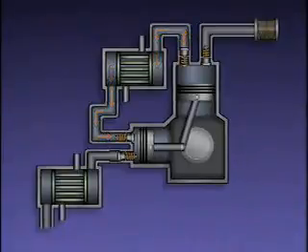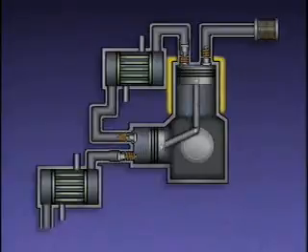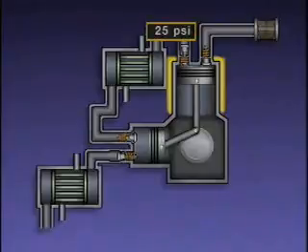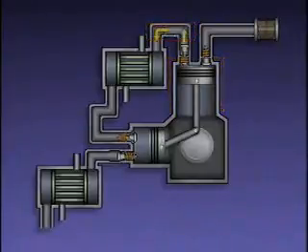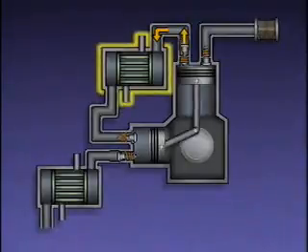The compressor in this example takes in air at atmospheric pressure and increases its pressure in two stages. In the first stage, the compressor increases the pressure of the air to approximately 25 psi. As the air is compressed, its temperature increases. The air that leaves the first stage of the compressor is routed to the intercooler.